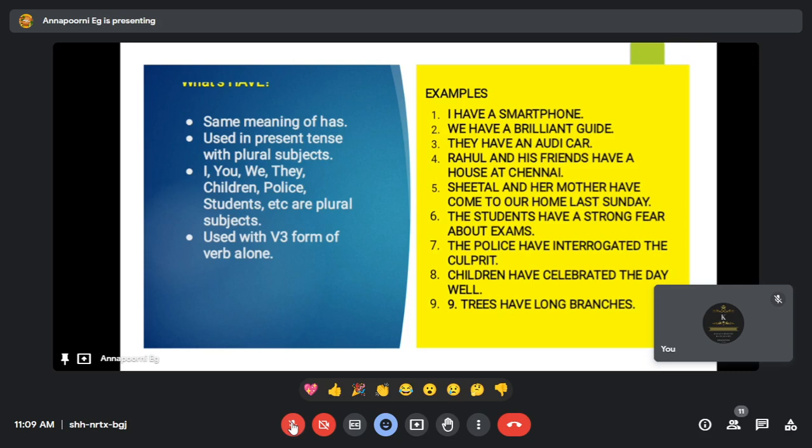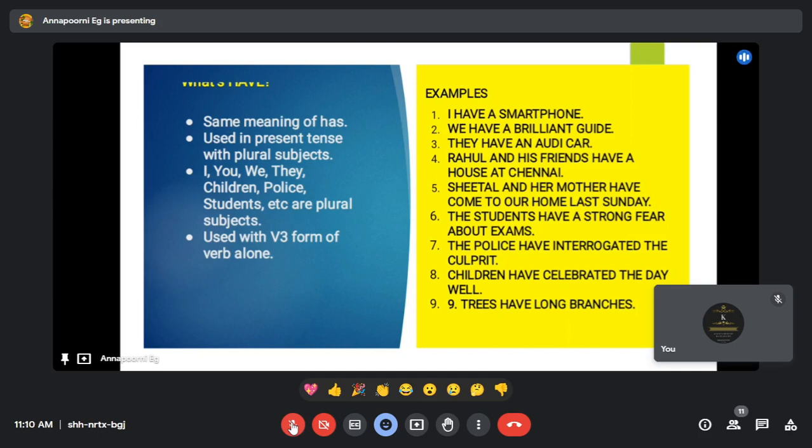Sheetal and her mother have come to our home last Sunday. The students have a strong fear about exams. The police have interrogated the culprit. Children have celebrated the day well. Trees have long branches. Very good. So here you can see have is used with the V3 form of verb.